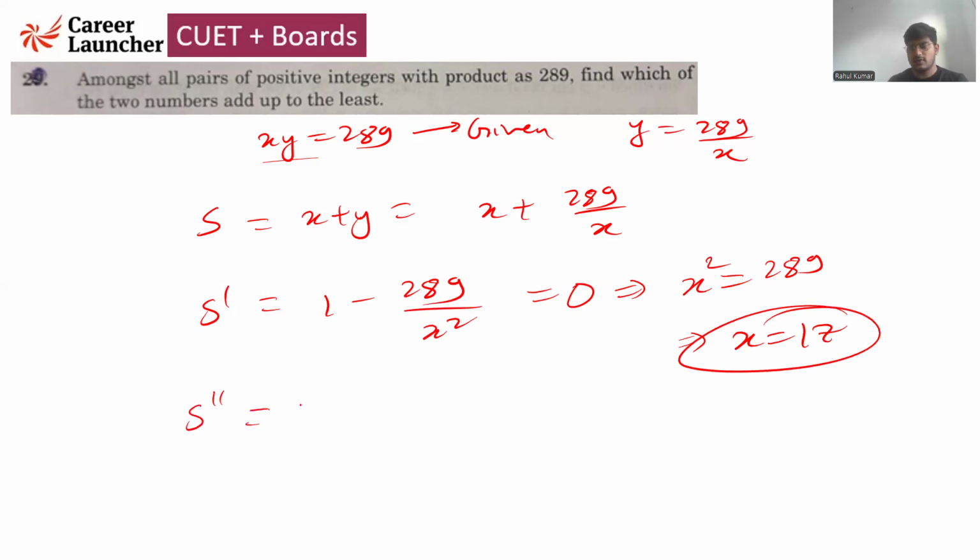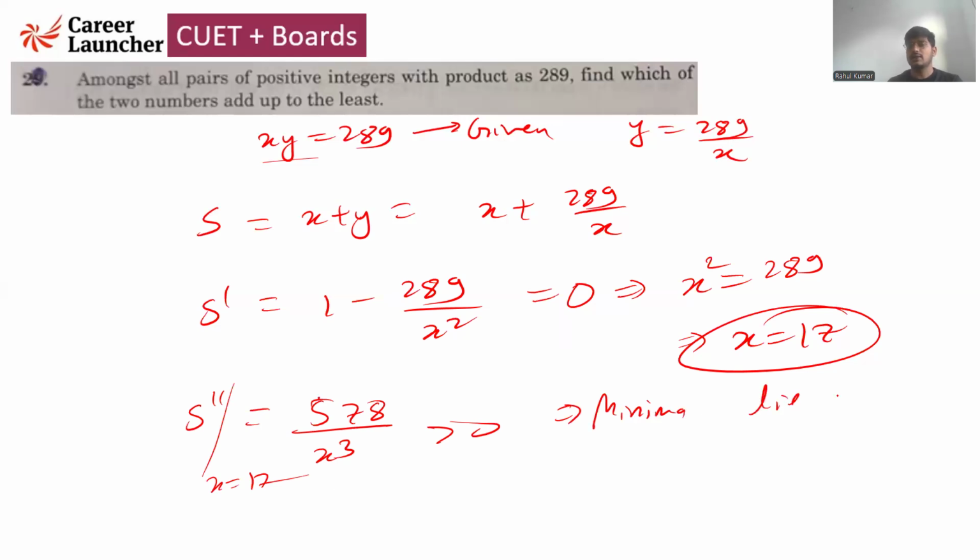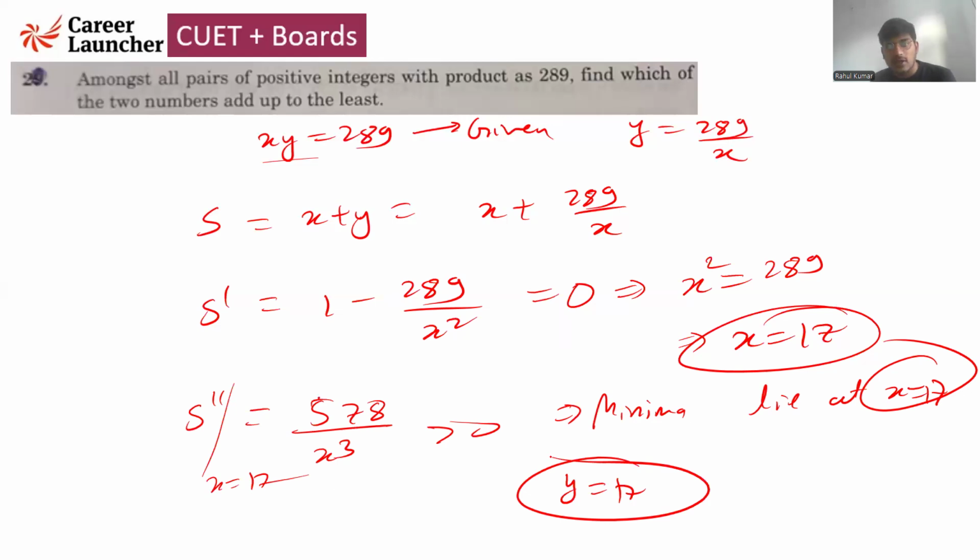Now, when you take the second derivative, you will have 578 divided by x cube. And when you substitute x is equal to 17, you will get a positive answer. Okay, whatever the answer is, it will be a positive number. It means that minima lie at x is equal to 17. So the first number is 17, your other number is also 17. And this is what you can receive. Even from the prime number, if it is an MCQ, you can easily calculate that, but you need to go. And add up to the least means max.